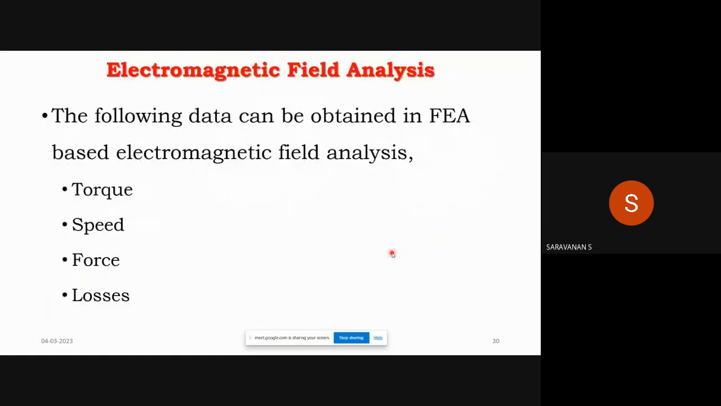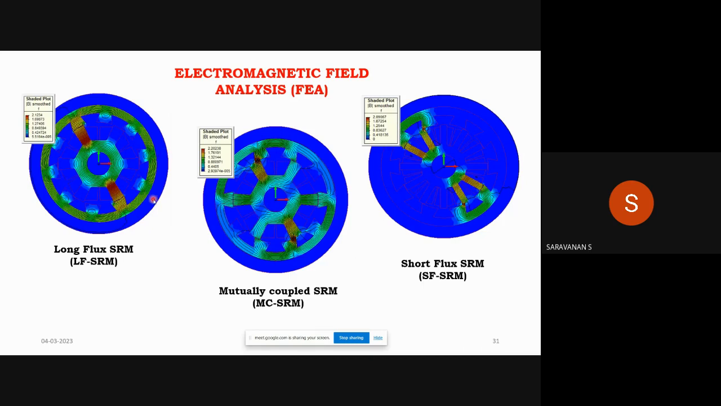This one explains the flux path. This one has the longest flux path, so the flux will travel a long way. This one has a shorter flux path, a mutually coupled machine, so this area will be reduced. Here you can see the flux path is very much reduced. So this one has the shortest flux path. By this method we can reduce the torque ripple and losses. Since the flux path is reduced, the losses will be reduced.